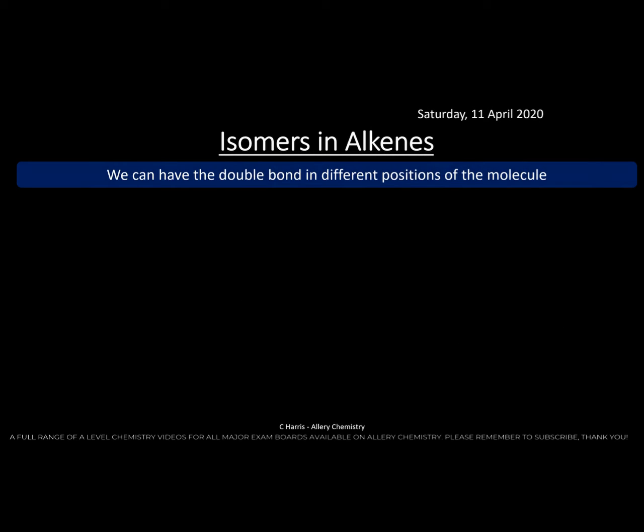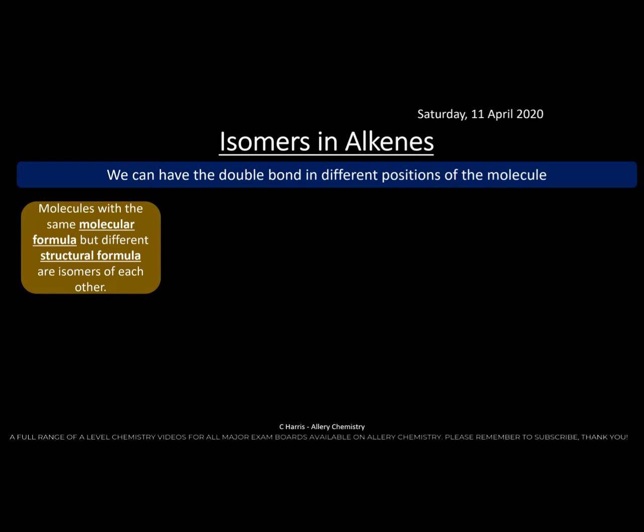Now, isomers, you may have come across isomers in GCSE, but isomers exist in alkenes, and you get two types. So one is to do with the position of the double bond, and one is to do with the rotation of the double bond, which is quite restrictive. I'll come on to that in a moment. Isomers is basically a molecule with the same molecular formula, but it has a different structural formula. And remember, we've gone through them different types of formulas before.